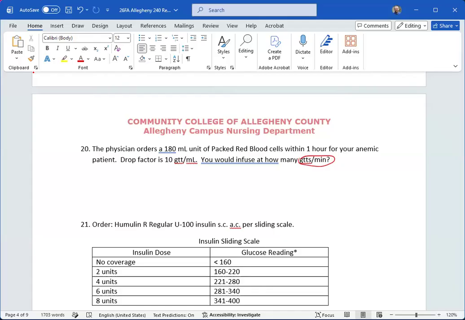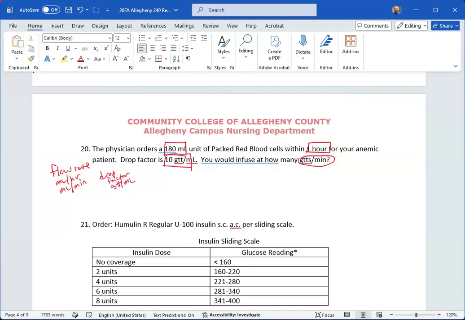Thank you for asking. So what do we have here? We have a 180 milliliter unit of packed red blood cells to be given in 1 hour, and then there's a drop factor of 10. So in order to calculate my drop rate, I need two pieces of information. I need flow rate, which can be in mL per hour or mL per minute. Also, I need a drop factor, which is usually going to be given to us, which is our drops per milliliter.